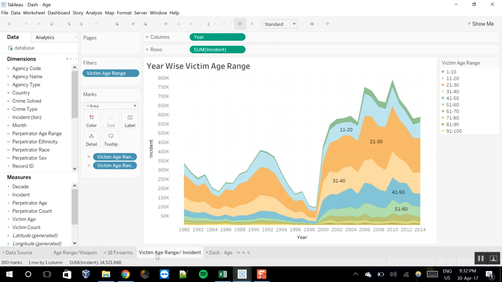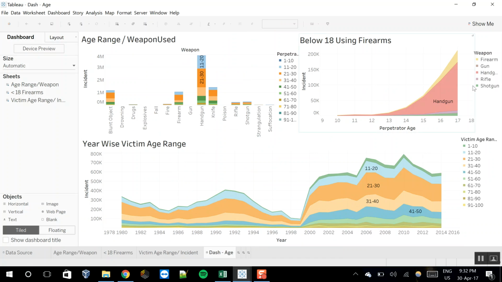So the next case study is age year wise victim age range. Here also we can see that the pattern remains the same for the age group 21 to 30. And for the next case study, a dashboard was created for the same.